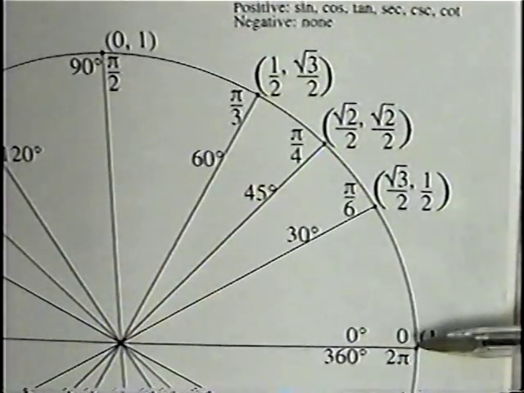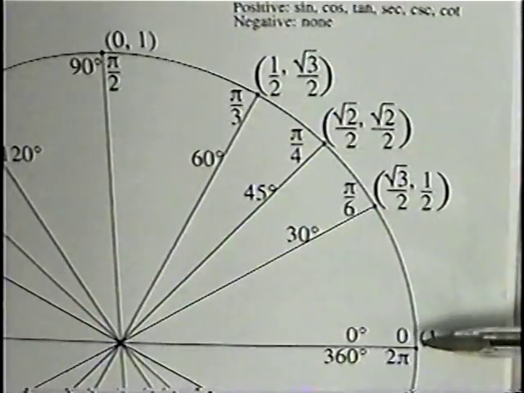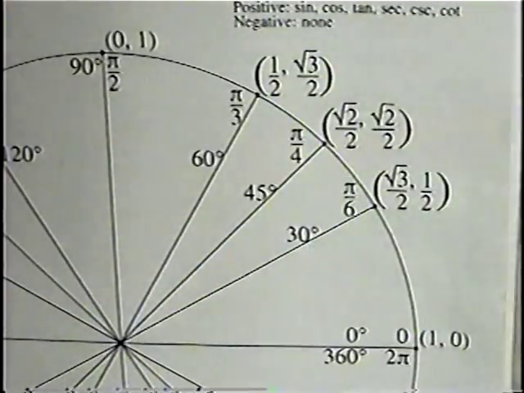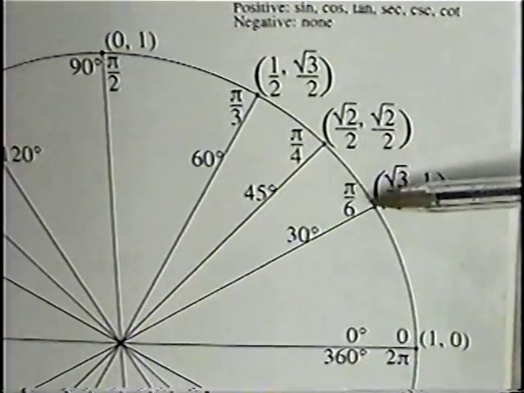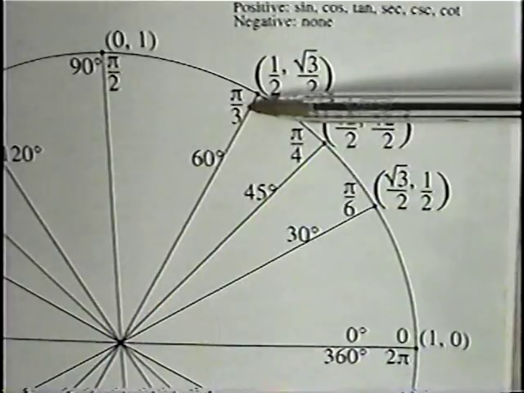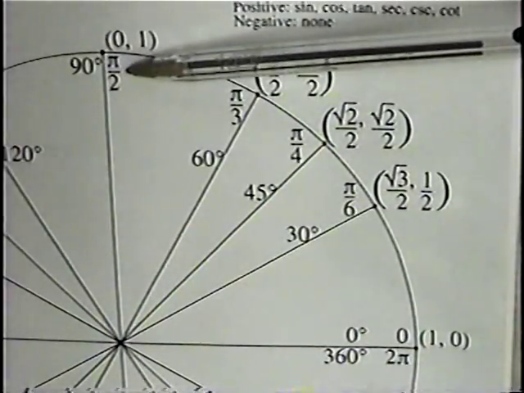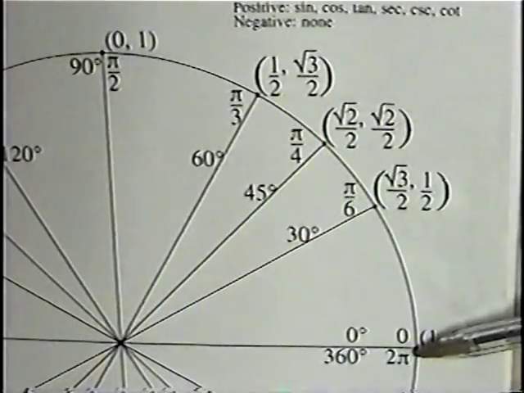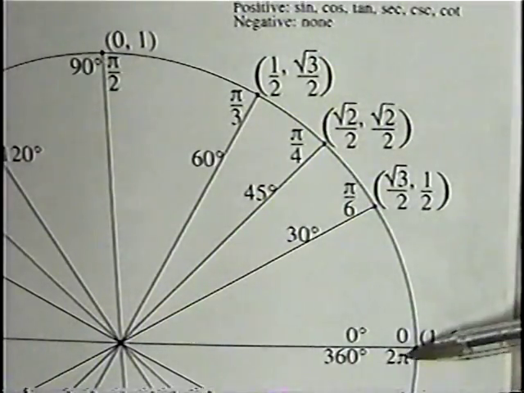Instead of degrees, you can also use what's called radians. Radians again start at 0 on the x-axis and increase as you go counterclockwise. The first radian is pi over 6, then pi over 4, pi over 3, and pi over 2, and it continues all the way around until you have 2 pi, which is the distance around the circle in terms of radians.